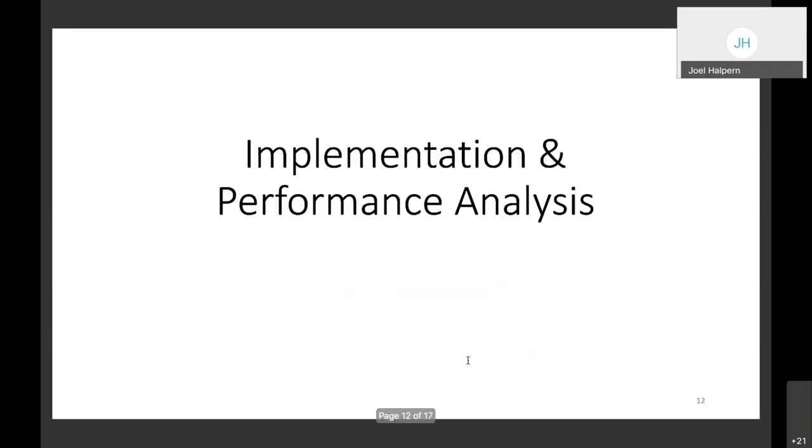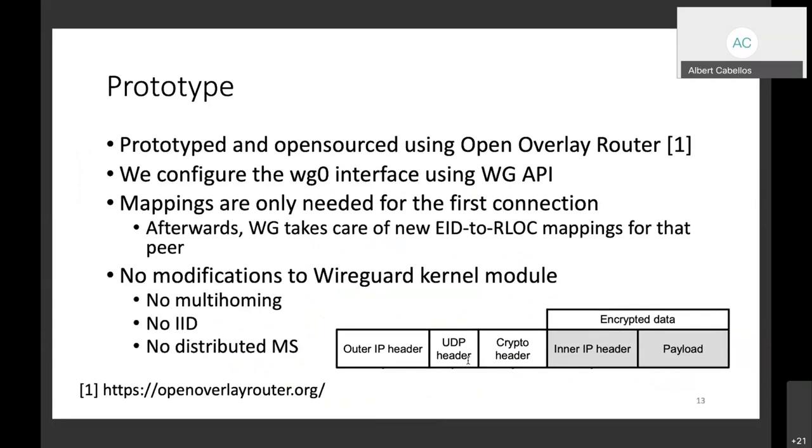Okay. So we prototyped this architecture in OpenOverlay Router. We basically configured two WireGuard interfaces, because one is for the map server map resolver, and the other one is for peer communication. Mappings are only needed for the first connection, because afterwards, WireGuard will take care of the new EID to RLOC mapping for that peer. Meaning that even if one peer handovers or changes its RLOC for whatever reason, there is no LISP control plane message required, because WireGuard will take care of that.